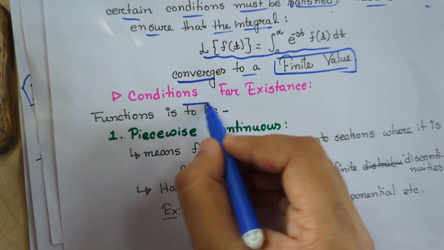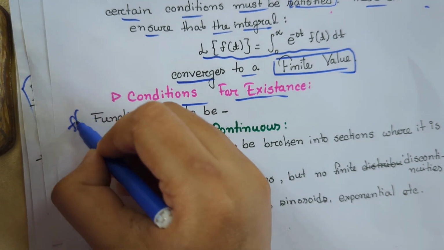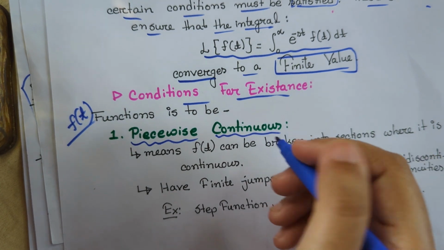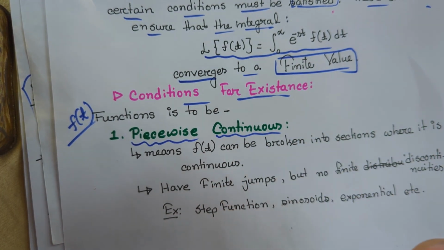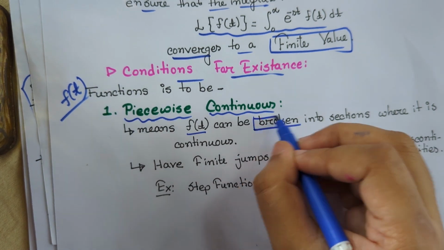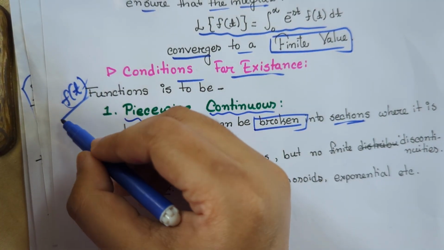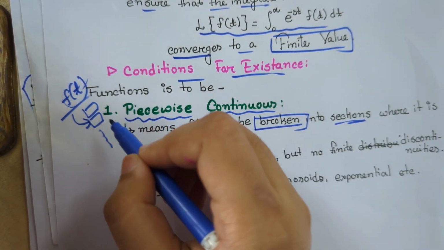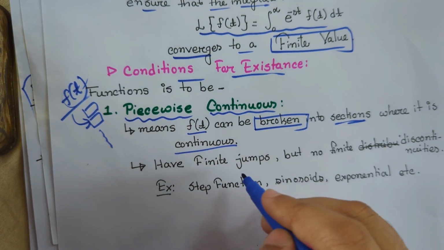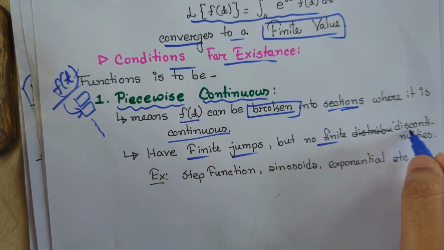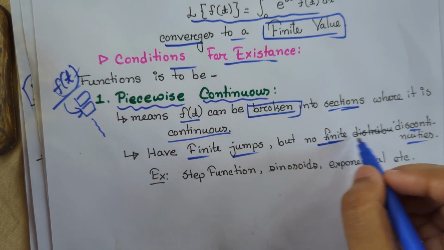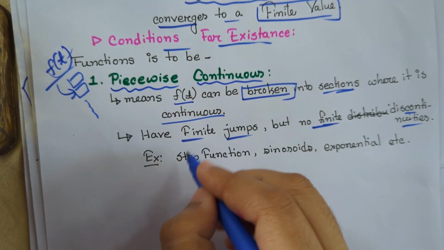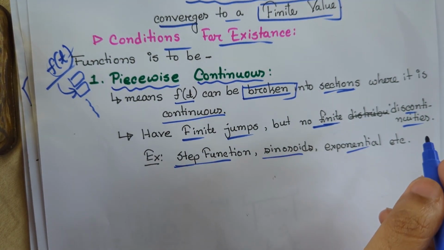Let's see the conditions for the existence. The given function f of t must be piecewise continuous. The most important thing is this function must be piecewise continuous. It means f of t can be broken into sections, and in those sections this function must be continuous. It can have finite jumps but no infinite discontinuities, and it can jump from one value to another. Examples of piecewise continuous functions are step functions, sinusoids, exponential functions, etc.